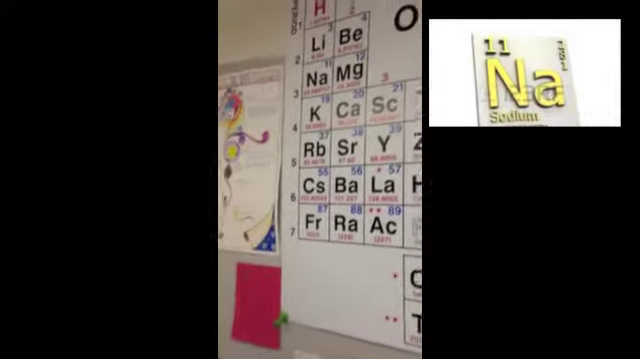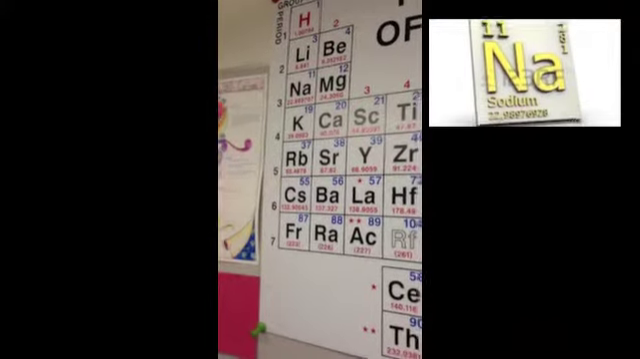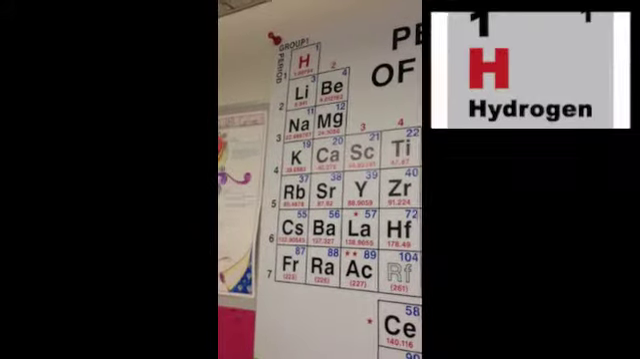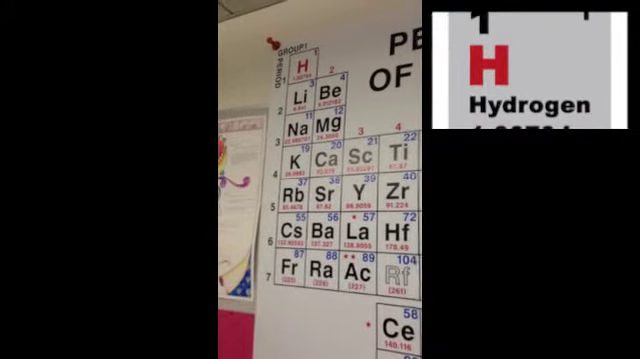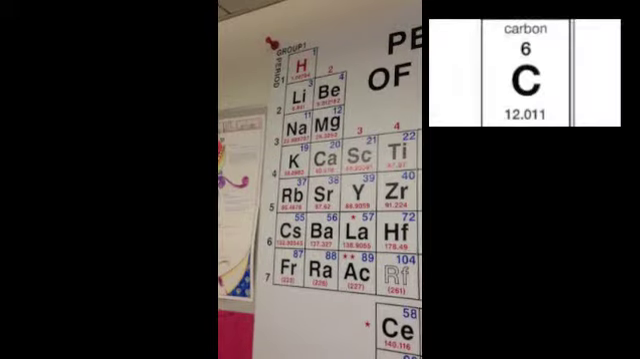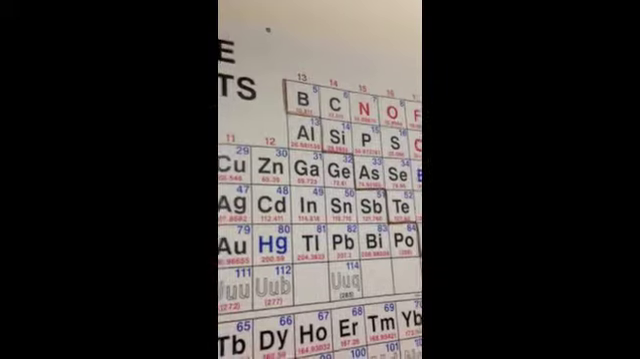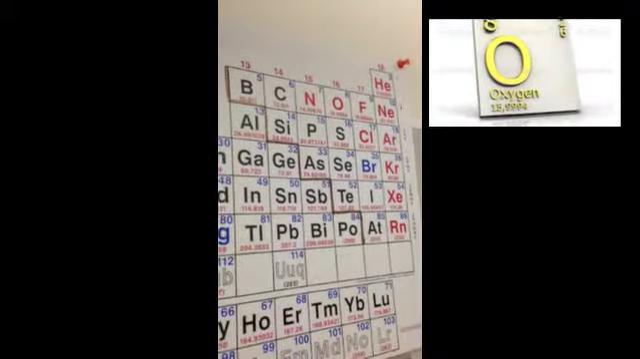The second step is to find the molecular mass, and to find that, you're going to want to look at the periodic table. The first element is Na, which is sodium, and that is 22.99. The second element is hydrogen, and it is 1.0079. The next is carbon, which is 12.011, and oxygen is about 16.